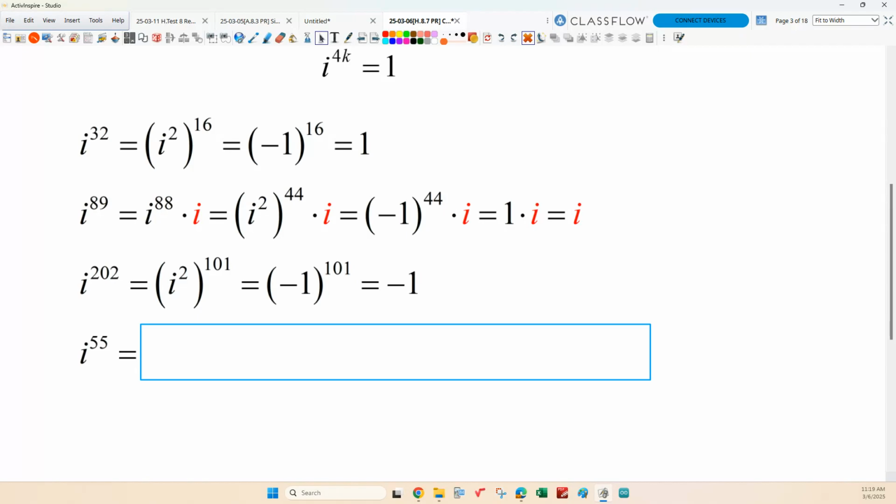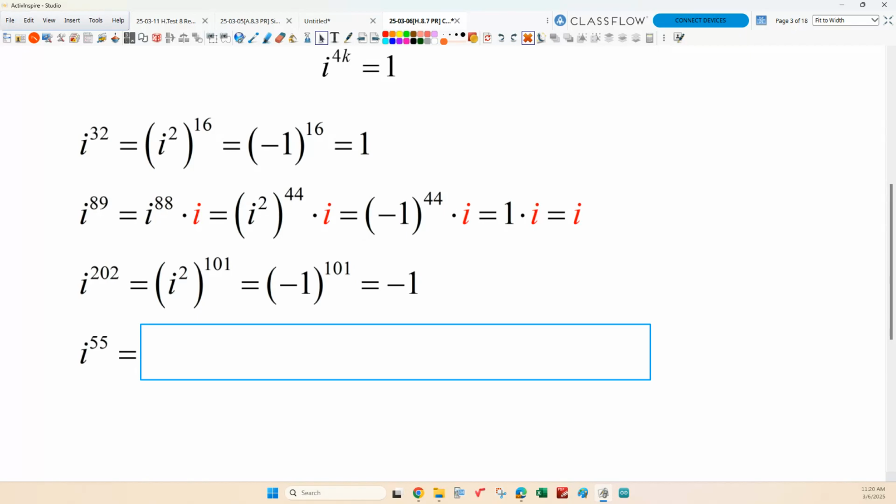What about I to an odd power? What do you think the two possibilities are? I or negative I. Yep, I or negative I, exactly. So I to the 55, how would I split that one up? What do I do with an odd power of I? Yeah, I break it up into I to the 54 times my leftover I.